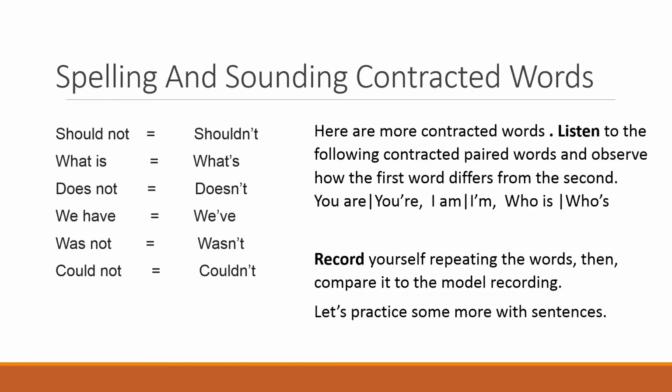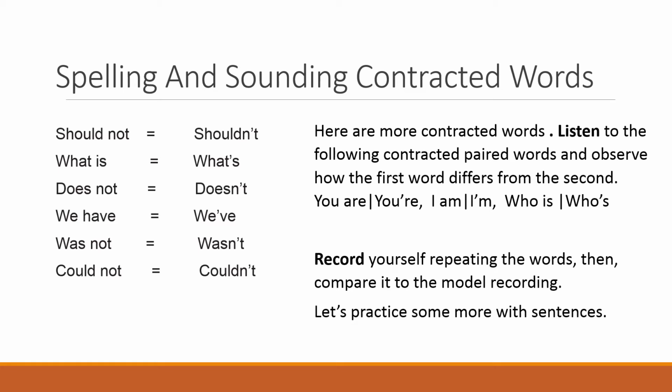Now we've come to spelling and sounding contracted words. You see the words before you. We have words like should not, what is, does not, we have, was not, could not, contracted or shortened to become shouldn't, what's, doesn't, we've, wasn't, and couldn't. I know that spelling and sounding these words can be quite tricky, but we have to give it a try because we use them every day.